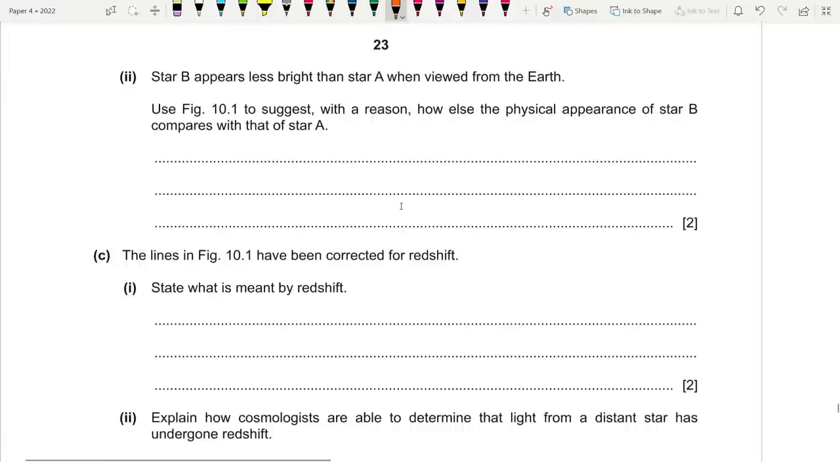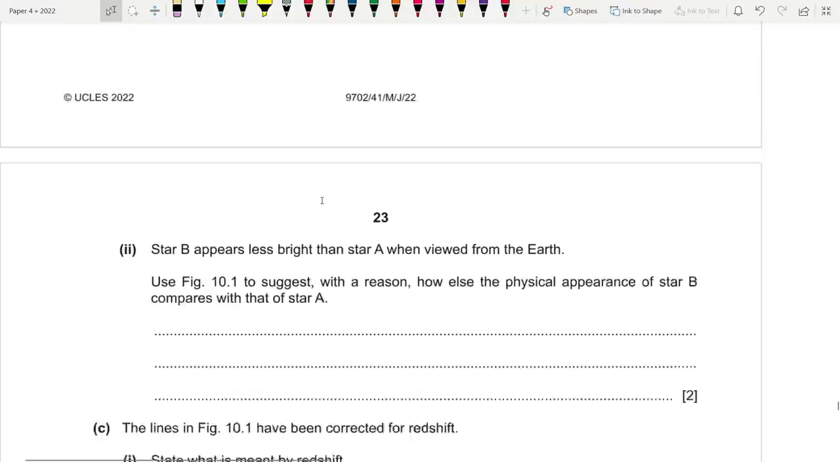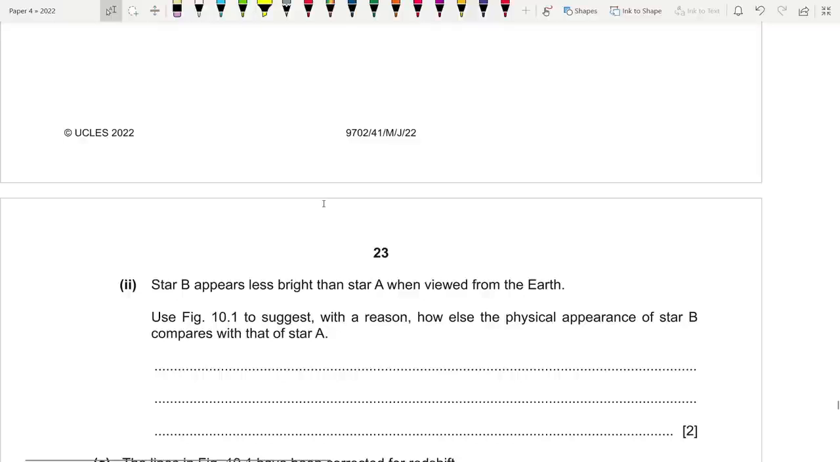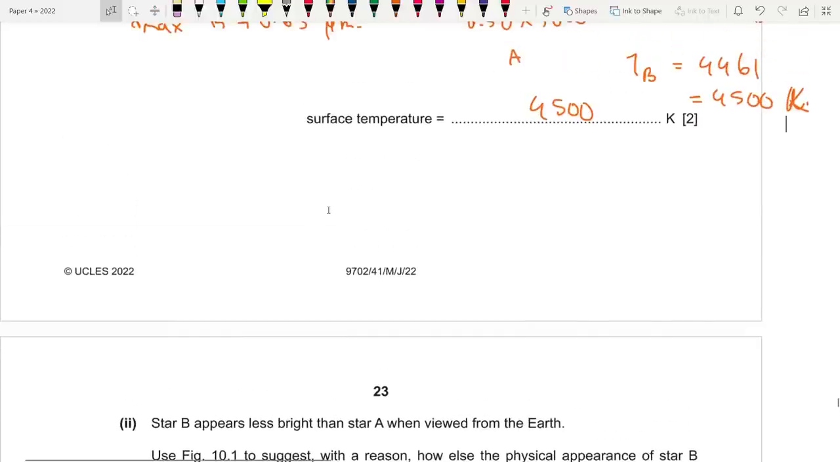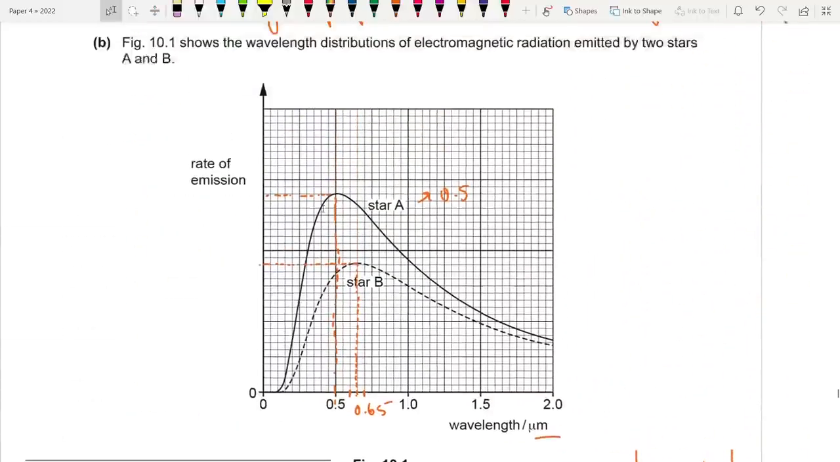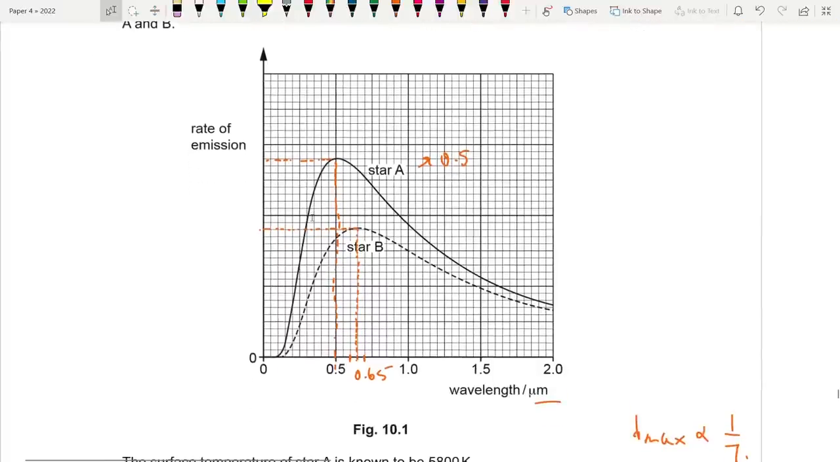Last part. Star B appears less bright than star A when viewed from the Earth. Use figure 10.1 to suggest, with a reason, how else the physical appearance of star B compares with that of star A. Okay. Star B compared to star A. So visible wavelength. How much is that? 400 to 700 nanometers, right?